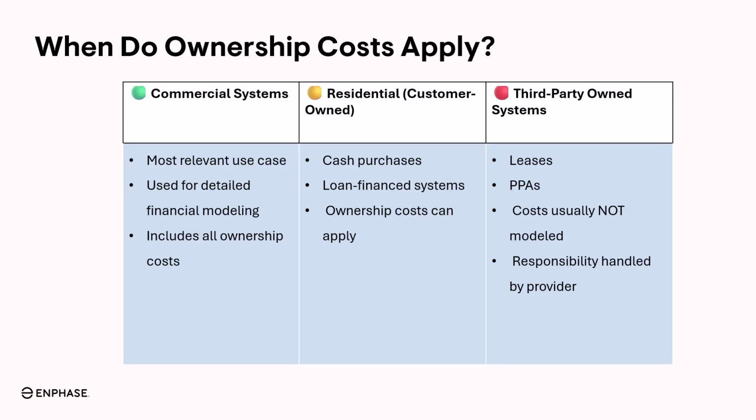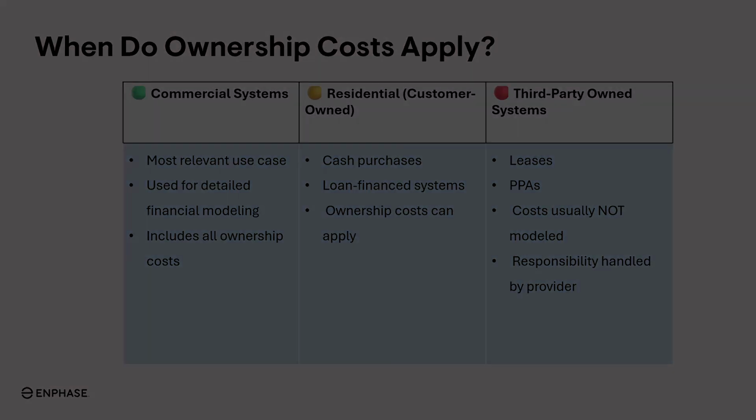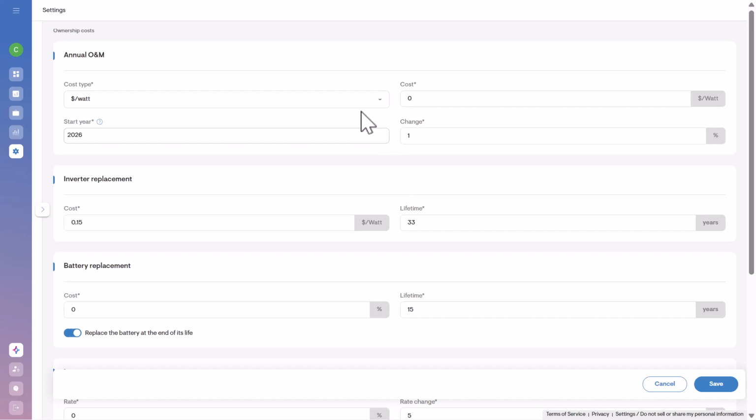For third-party owned systems, such as leases or PPAs, these costs are usually not modeled, since the responsibility for maintenance falls on the third party rather than the property owner. Let's walk through the different cost categories.